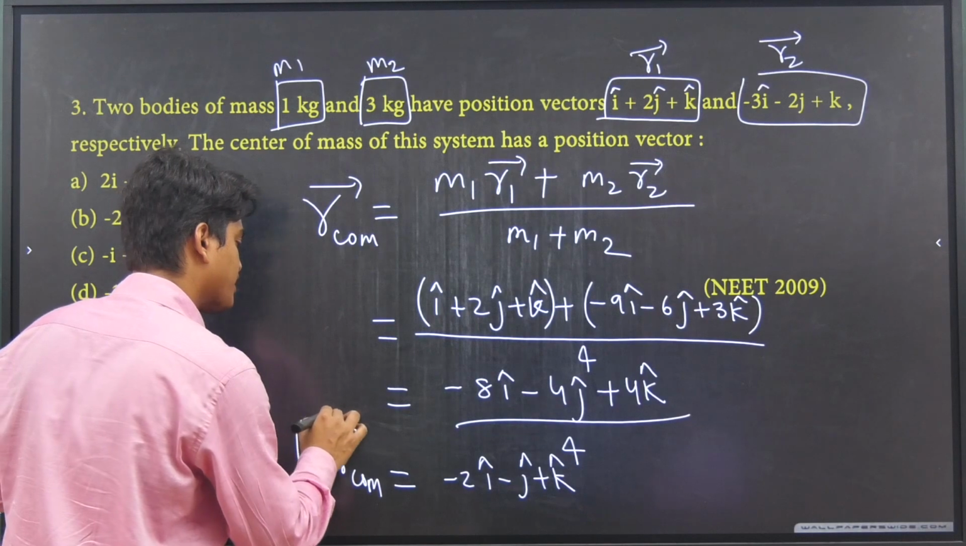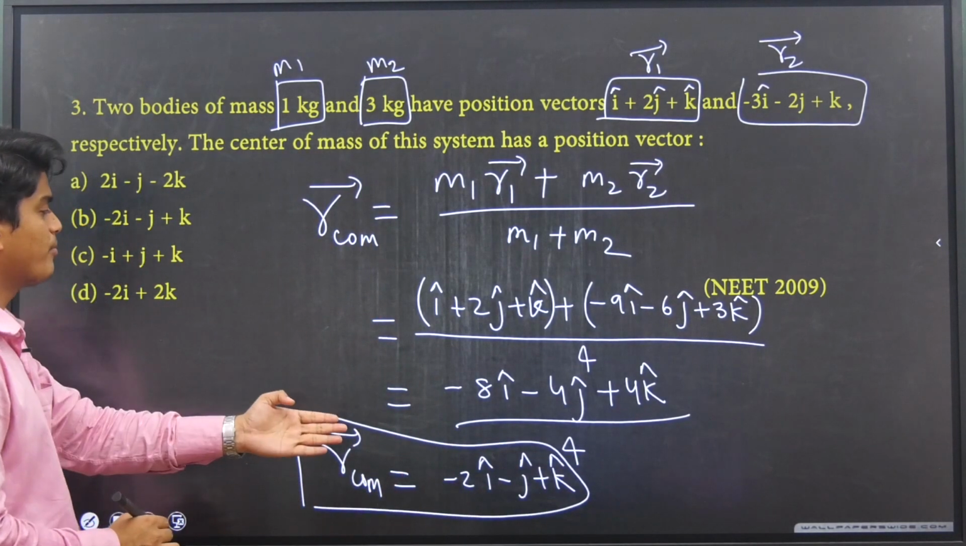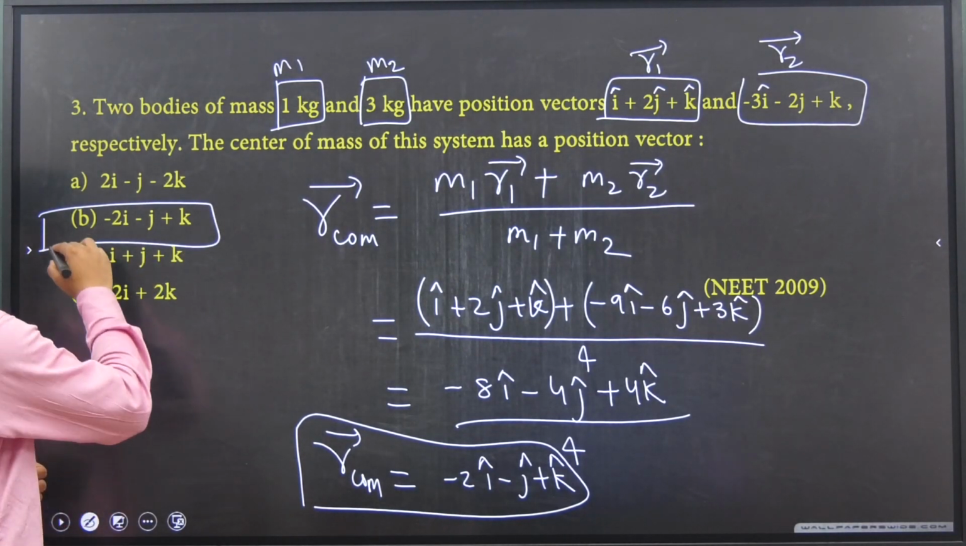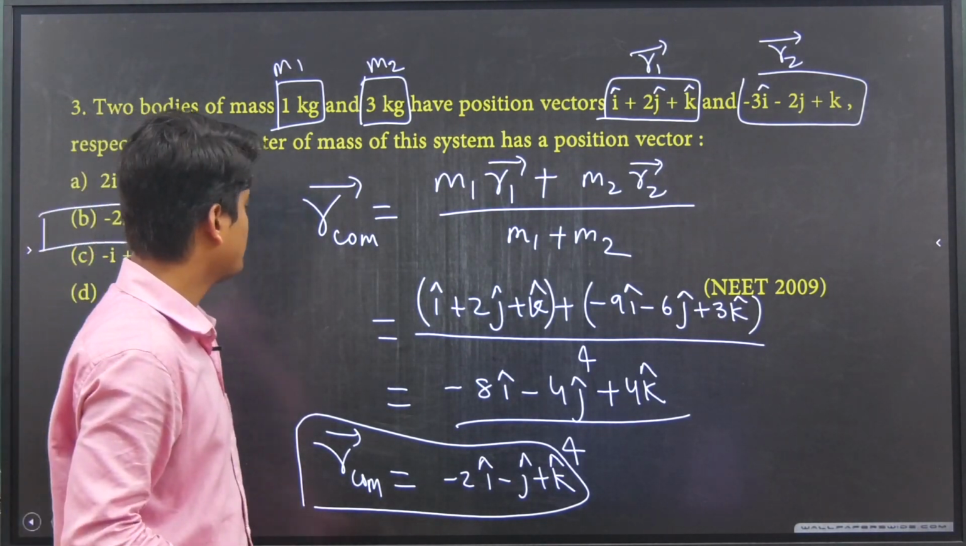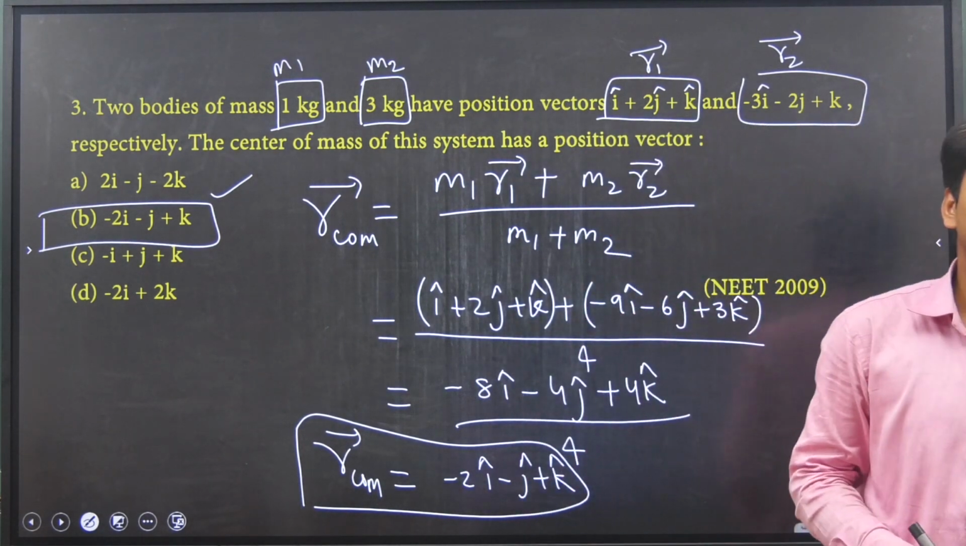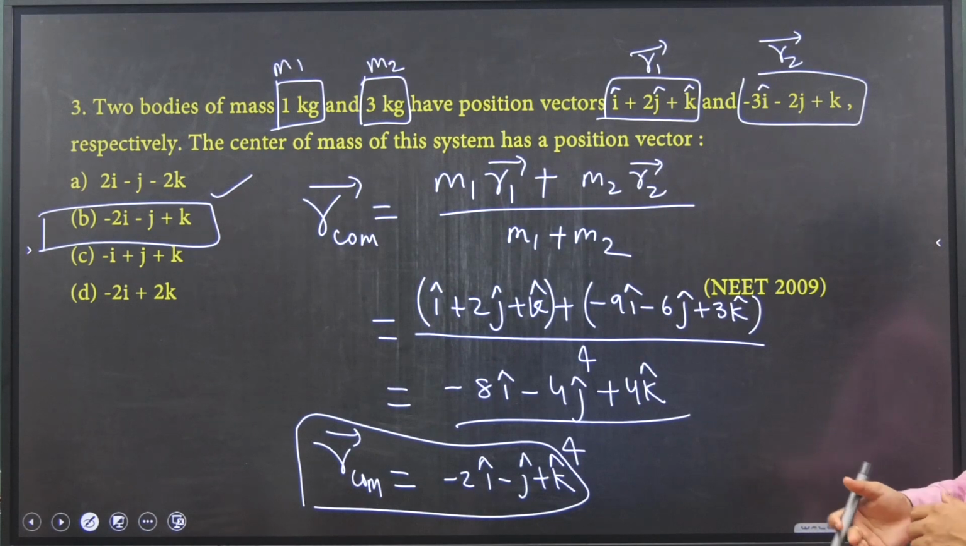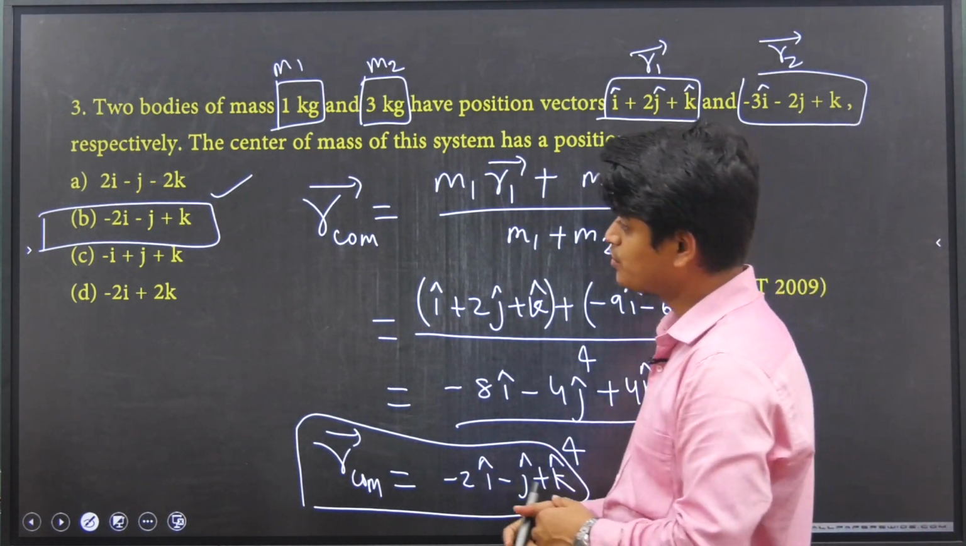Now this is your R COM vector. So the position vector of the center of mass is how much? This much is coming. Now match with the options. I think option B is matching, so B will be the correct answer. So I hope everybody understands. If you know the formula correctly and you are doing the multiplication, addition and division correctly, then everything will be correct. Now we'll go to the next question.